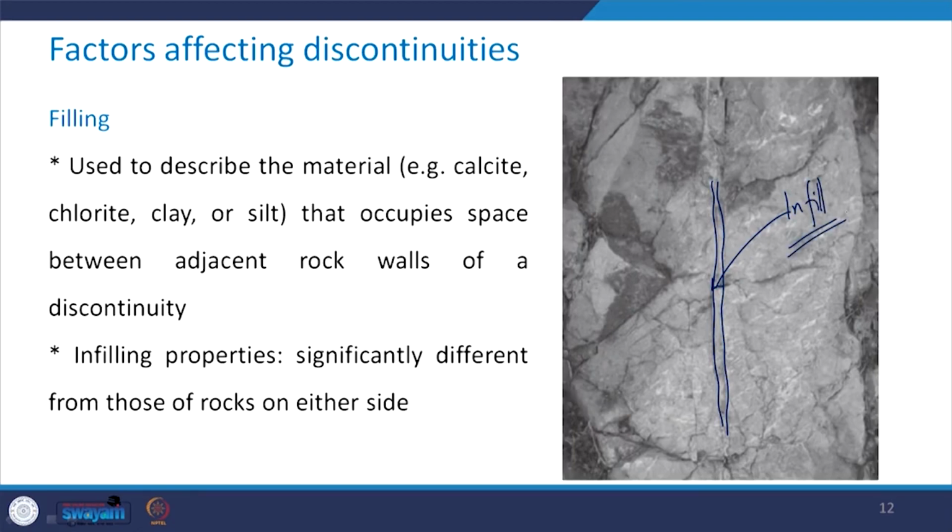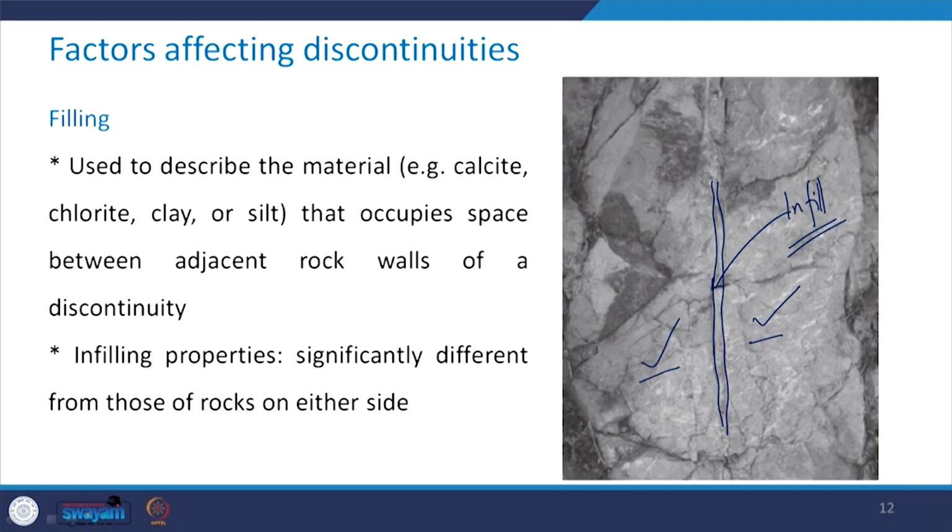This is used to describe the material which occupies the space between the adjacent rock walls of a discontinuity. Now, the infilling properties are significantly different than those of the rock which is on either side. Like you see here, this is the rock on either side of this joint. So the property of this infill material will be altogether different than the property of these rocks.